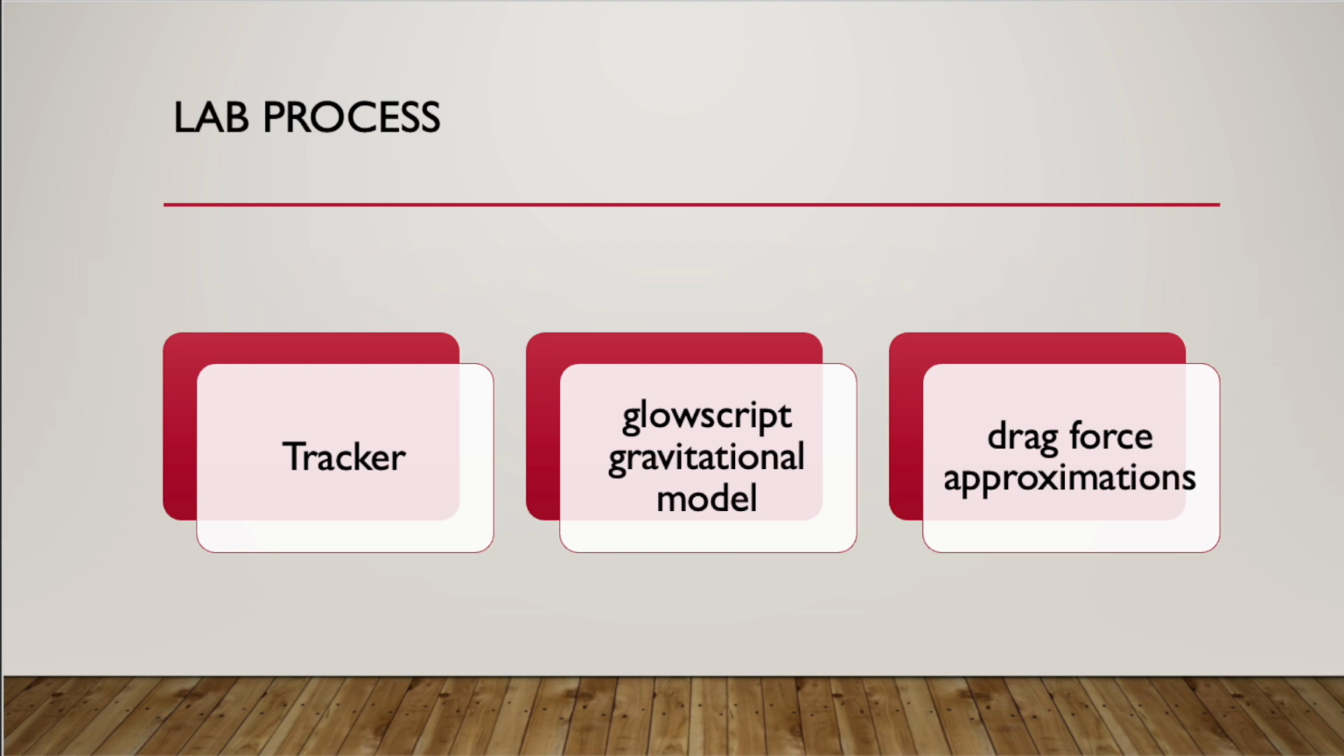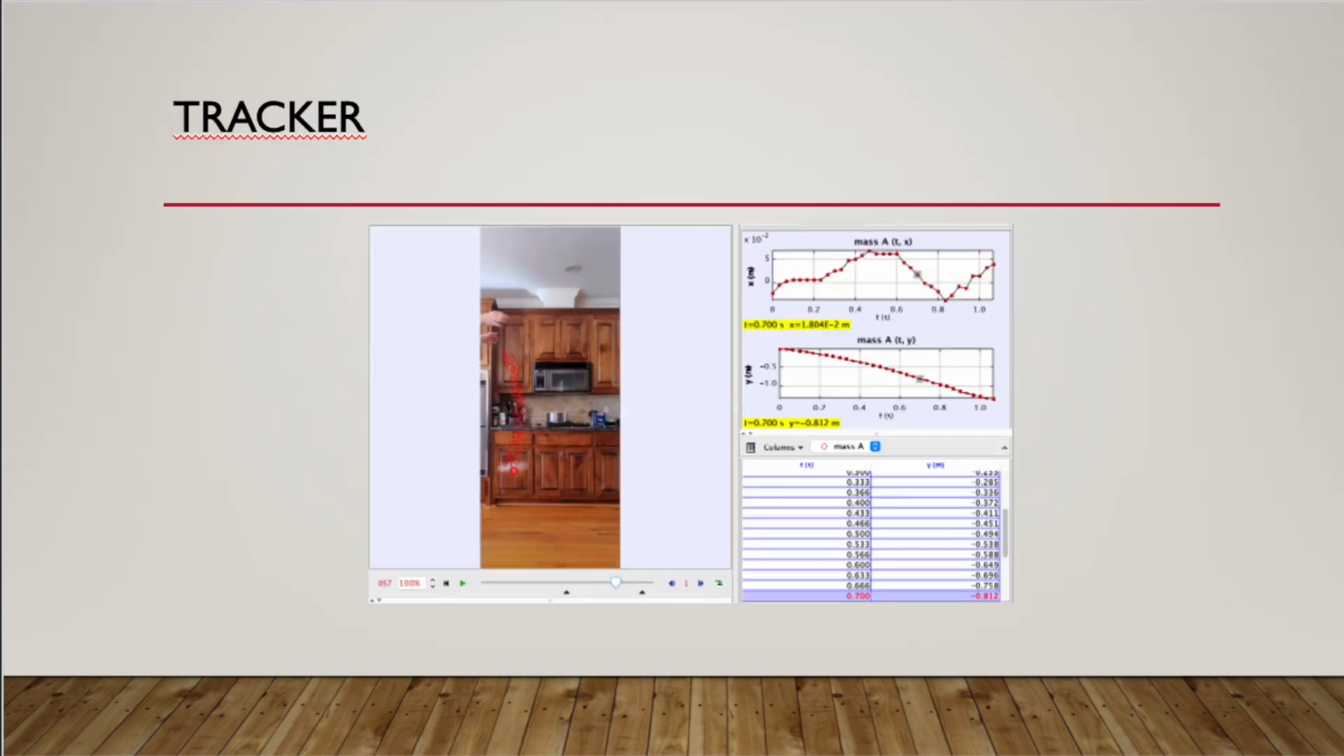Then we will make a model of the motion in GlowScript, declaring that the net force is equal to the force of gravity. We will then discover the drag force iteratively to find the drag coefficient that gives a final position in GlowScript similar to the one found in Tracker.